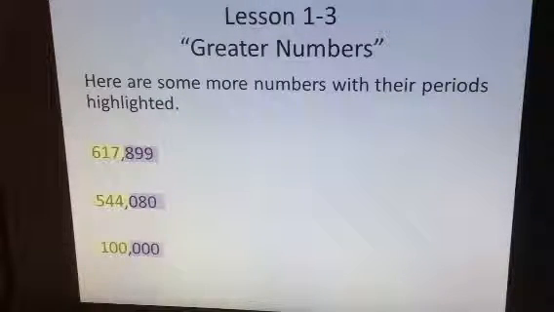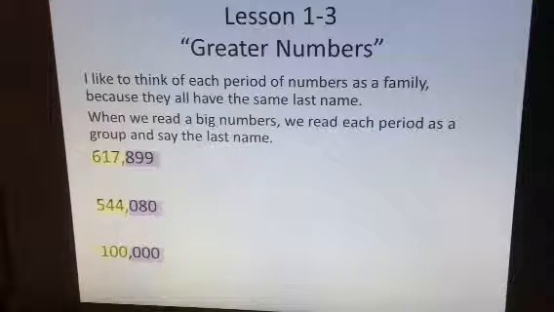Here are some more numbers with their periods highlighted. Notice there's always 3 digits in each period. I like to think of each period of numbers as a family because they all have the same last name. When we read big numbers, we read each period as a group and we say the last name. All the yellow periods on this slide have the same last name, and that's thousands. We don't say the last name for the purple period, but it would be ones.